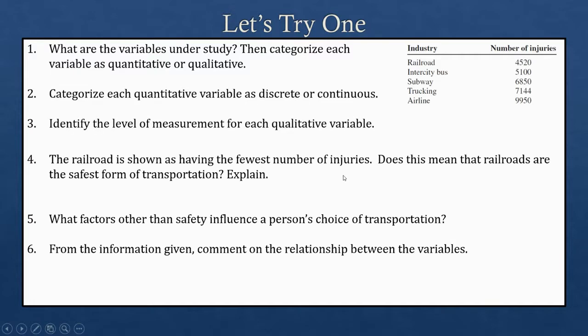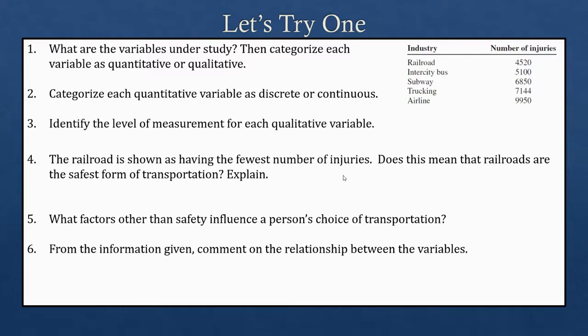So let's try one. Over on the right, I have some data that was collected, and it's listing different industries for transportation. It's also listing the number of injuries that occurred in a given span of time in each of these industries. So we're just going to go through and answer some questions about some of the vocab that we've looked at so far. First off, we want to know what are the variables under study, and then we're going to categorize each as quantitative or qualitative.